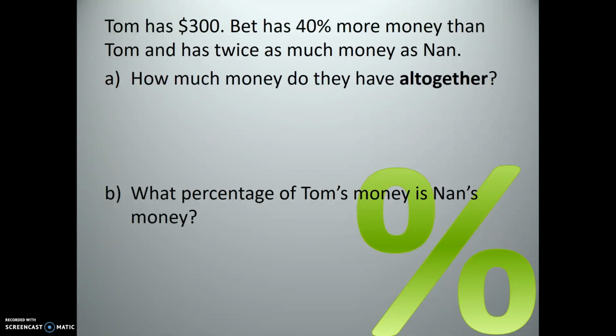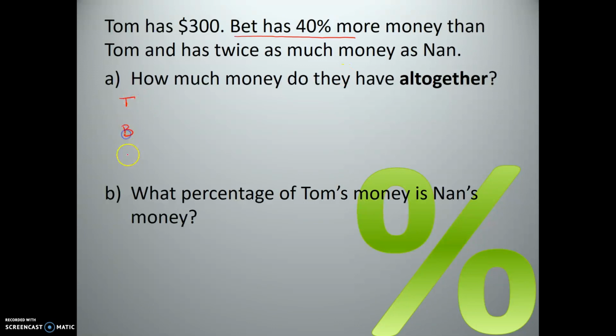Tom has $300, Bet has 40% more than Tom, and has twice as much as Nan. The first question is, how much money do they have altogether? So this one really tripped us up today because we were going back and forth with, wait, does Nan have half of Tom's or half of Bet's? So if we look carefully at our word problem here, it says Bet has 40% more money than Tom, and that "and" means that Bet is still the subject of this second part of the sentence here, and has twice as much money as Nan.